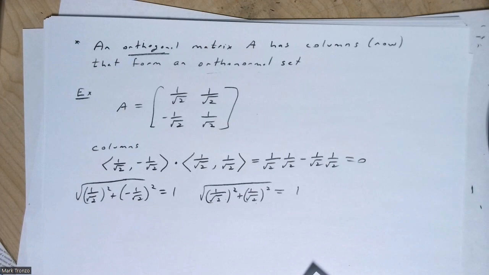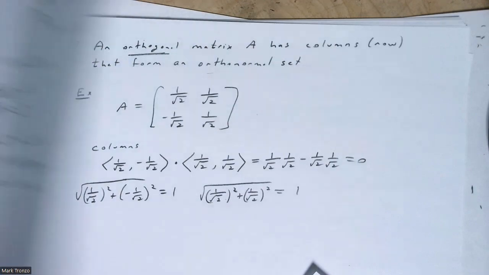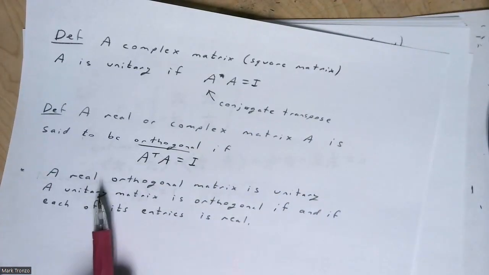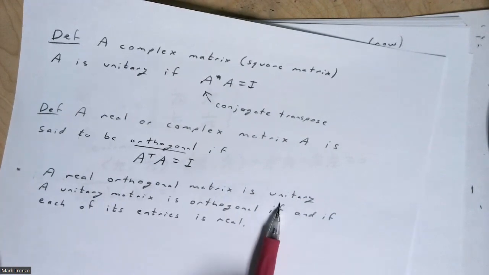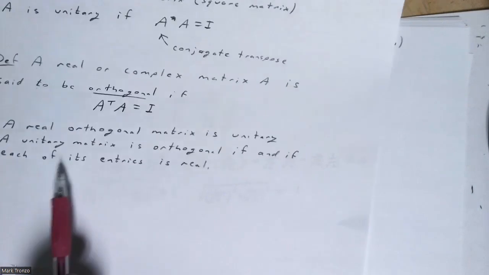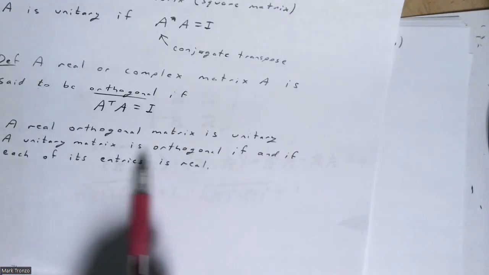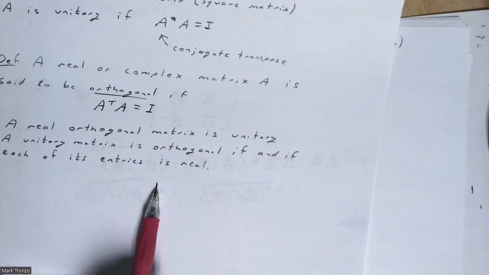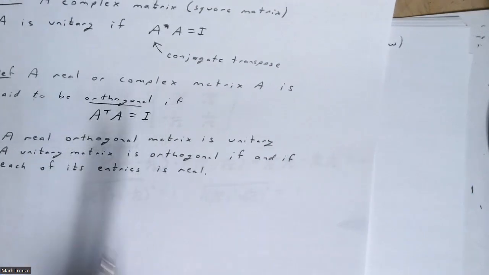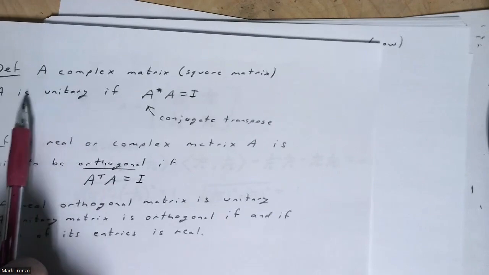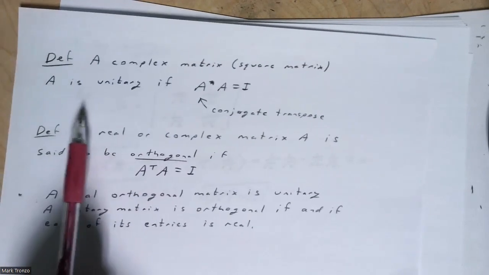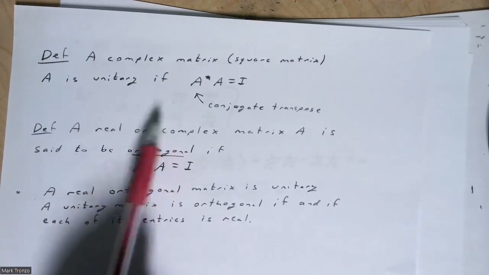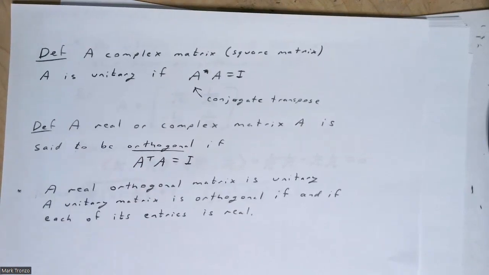But in any case, that's just a reminder that when we talk about an orthogonal matrix, if you have a real orthogonal matrix, it'll end up being unitary. And a unitary matrix is orthogonal if and only if each of its entries is real. Again, this is the definition up here of a unitary matrix.